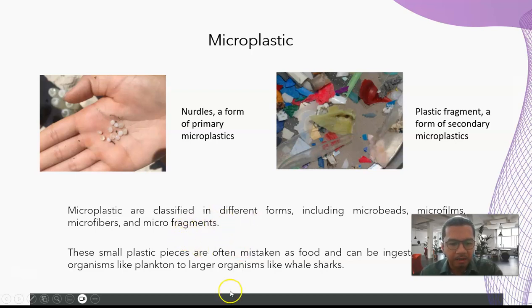And research done by various research organizations concluded that small plastic pieces are often mistaken as food and can be ingested by small organisms like plankton, as well as larger organisms like whale sharks.